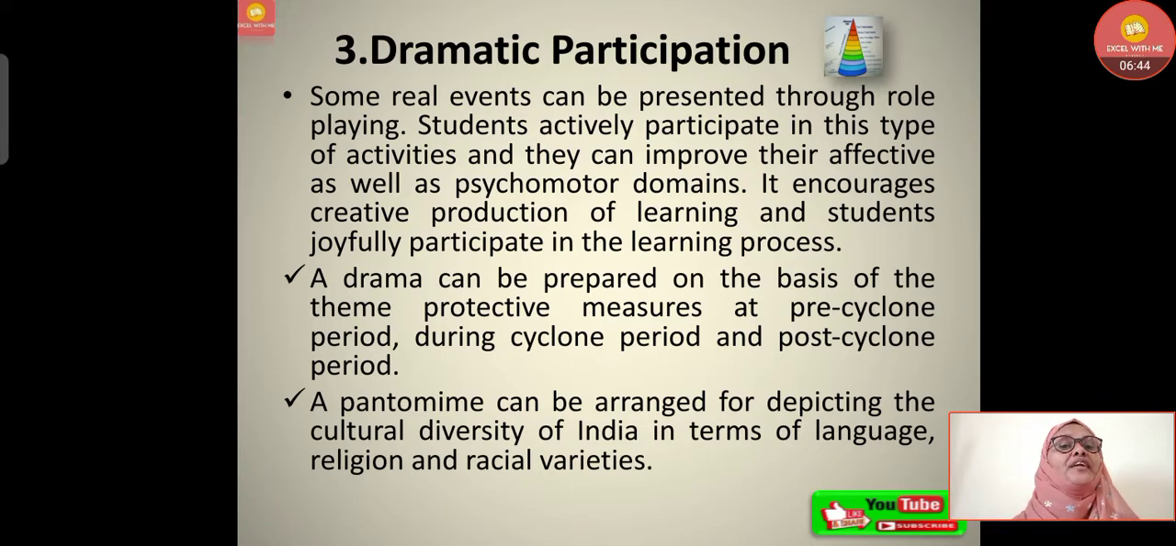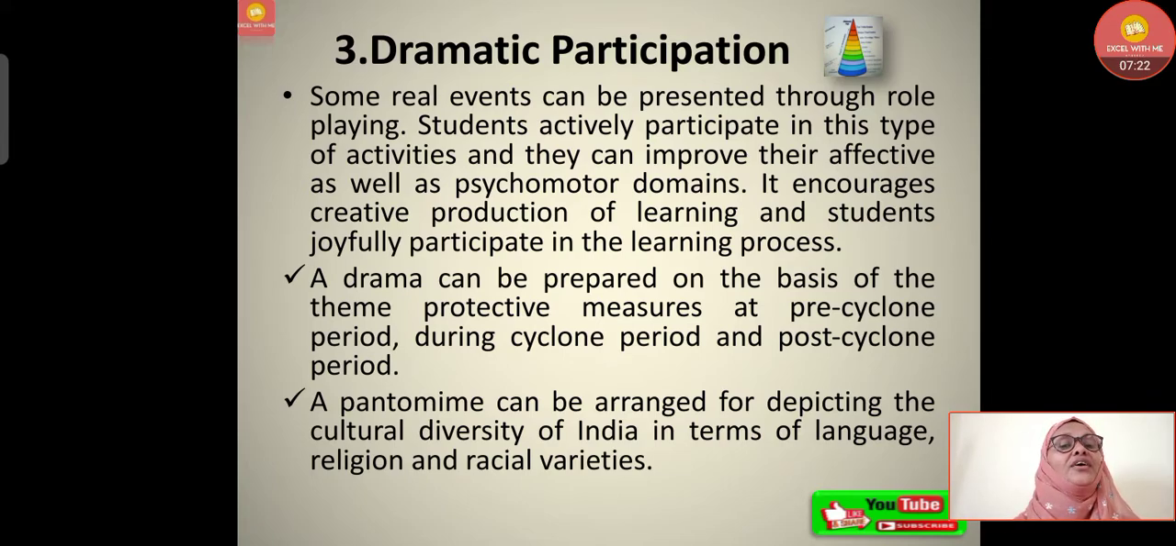Now dramatic participation: some real events can be presented through role playing. Students love this kind of activity, role playing and all. Students actively participate in this type of activity and they can improve their affective as well as psychomotor domains. Affective means the feelings, and psychomotor is the use of the hands, that is, bodily kinesthetic, they will use all these things. So it encourages creative production of learning and students joyfully participate in the learning process.